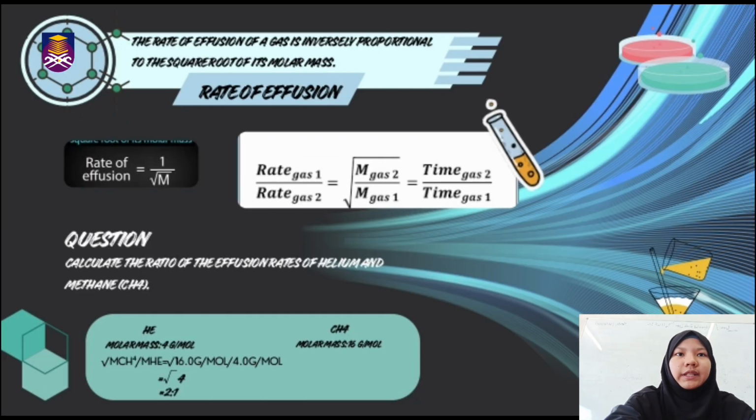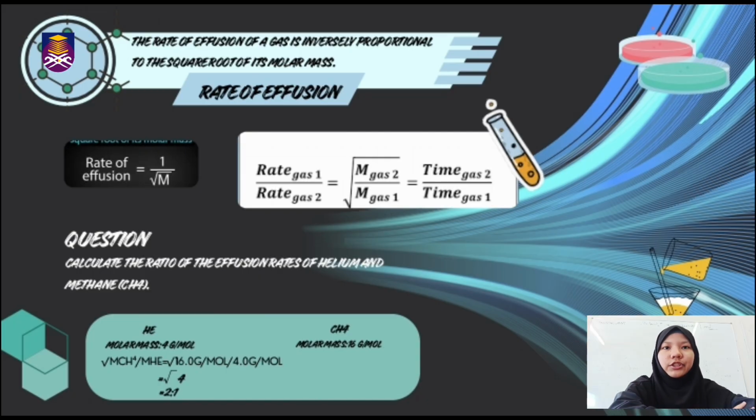The rate of diffusion of a gas is inversely proportional to the square root of its molar mass, as shown in the formula given: 1 over square root of M, where M means molar mass. The other formula given is the rate of the first gas divided by the rate of the second gas equals the square root of M, the molar mass of the second gas, divided by the M of the first gas, and also equals the time of the second gas divided by the time of the first gas. Take a look at a question where we can apply this formula.